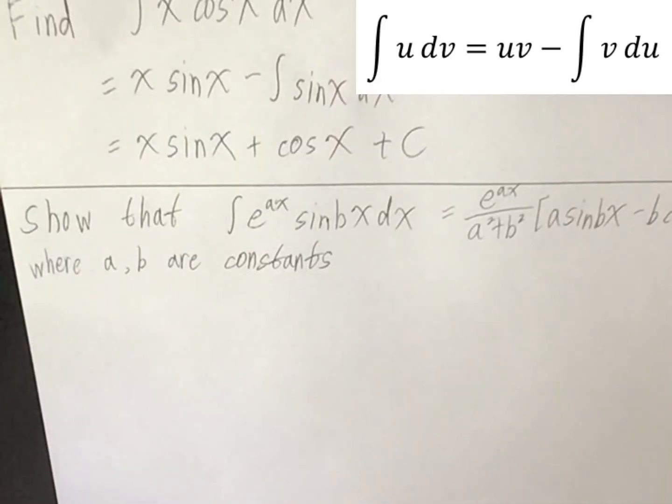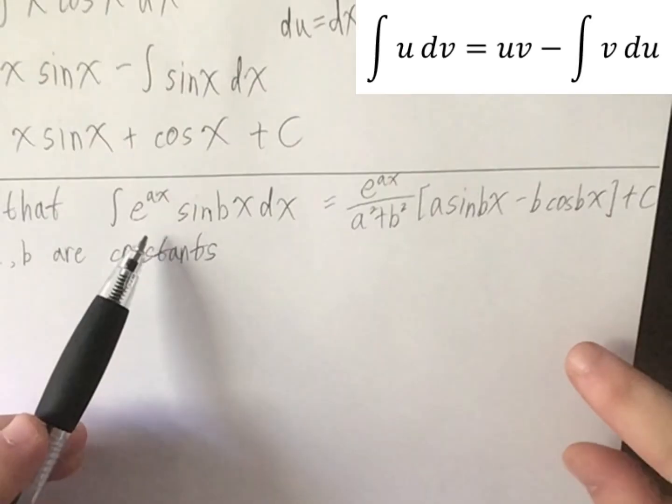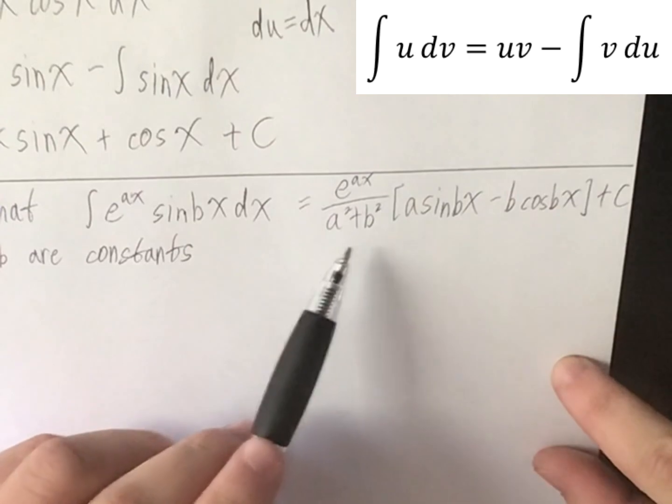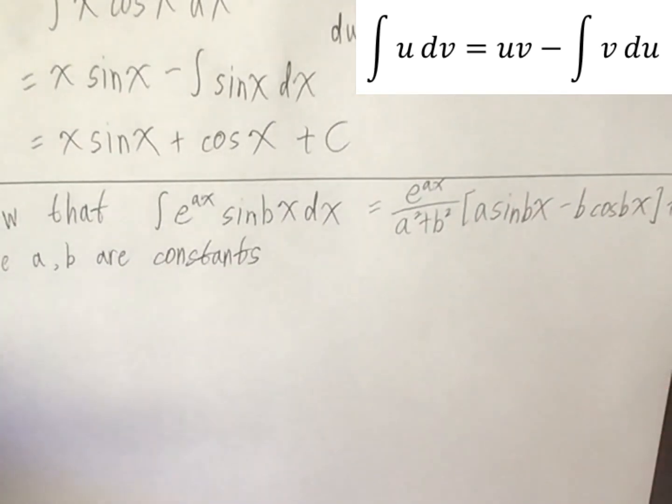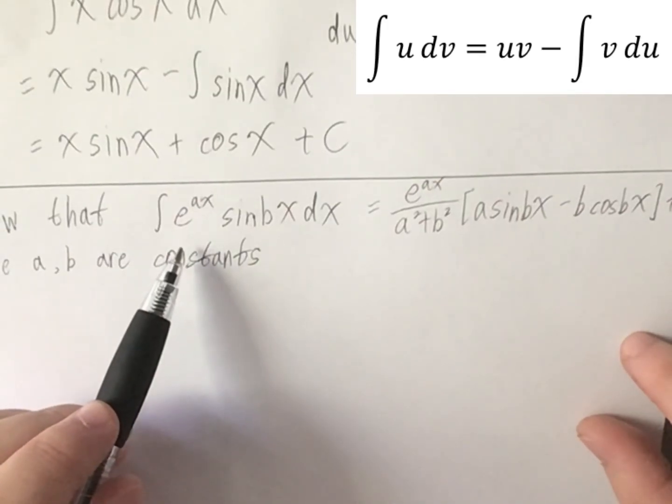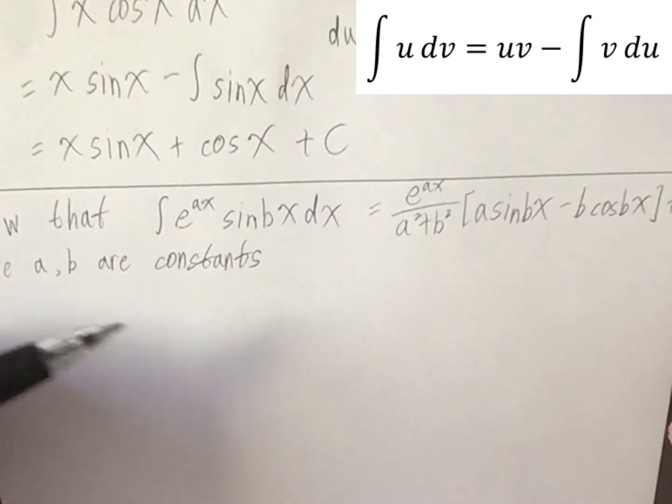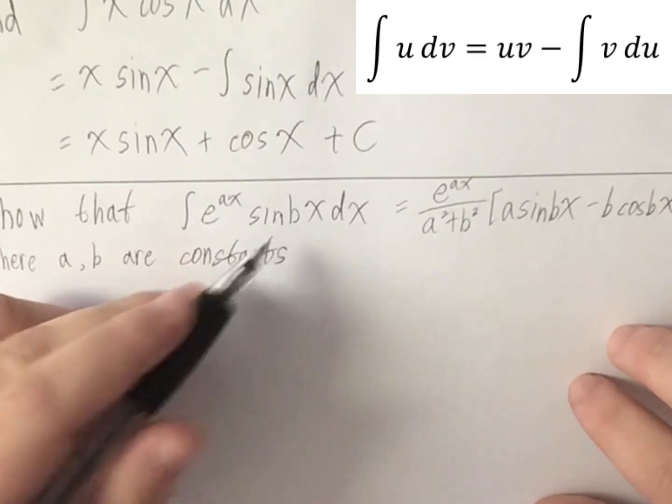And following from our last example, we'll do another slightly trickier one. It says, show that the integral of e to the power of ax times sine of bx dx is equal to this thing, where a and b are just constants. So this is a show that question. You need to be very mindful of your steps. Here the e and the sine are both here, so it doesn't matter which one you choose for u and which one for dv. For this case, I will just choose this as u and this as dv.